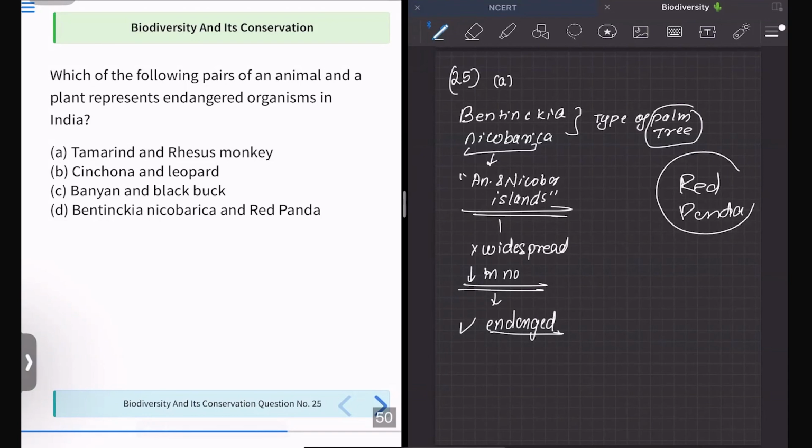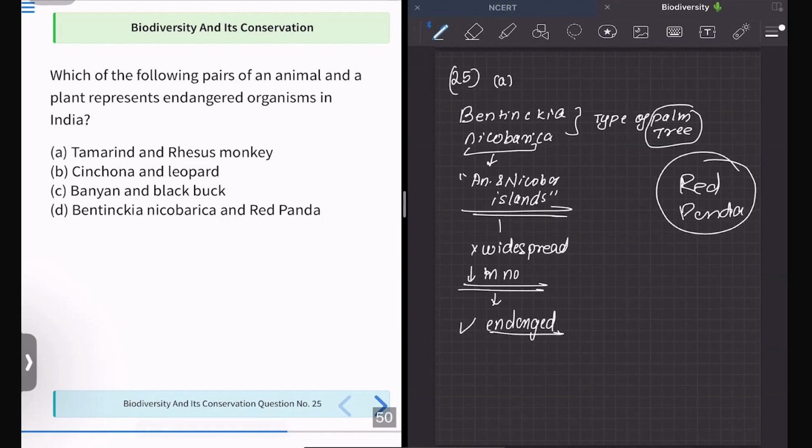Now, the other one is the red panda. Have you heard about red panda being found in India? No. So use your common sense. If it is not found in India, that means it is endangered. The number is going down. So clearly, with your common sense, you can answer that option D is the most appropriate answer.